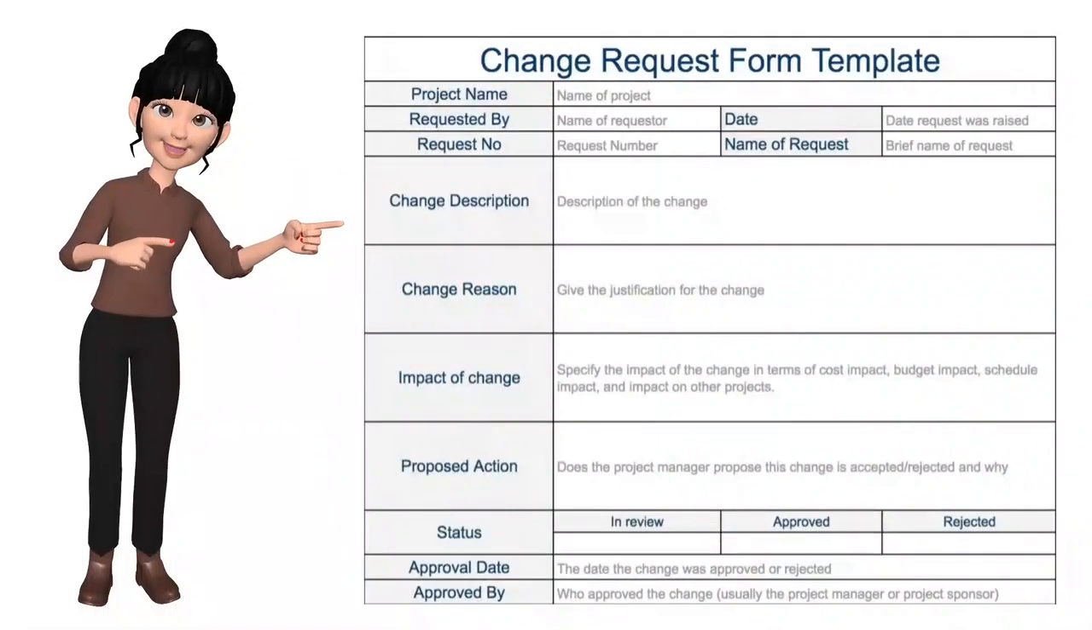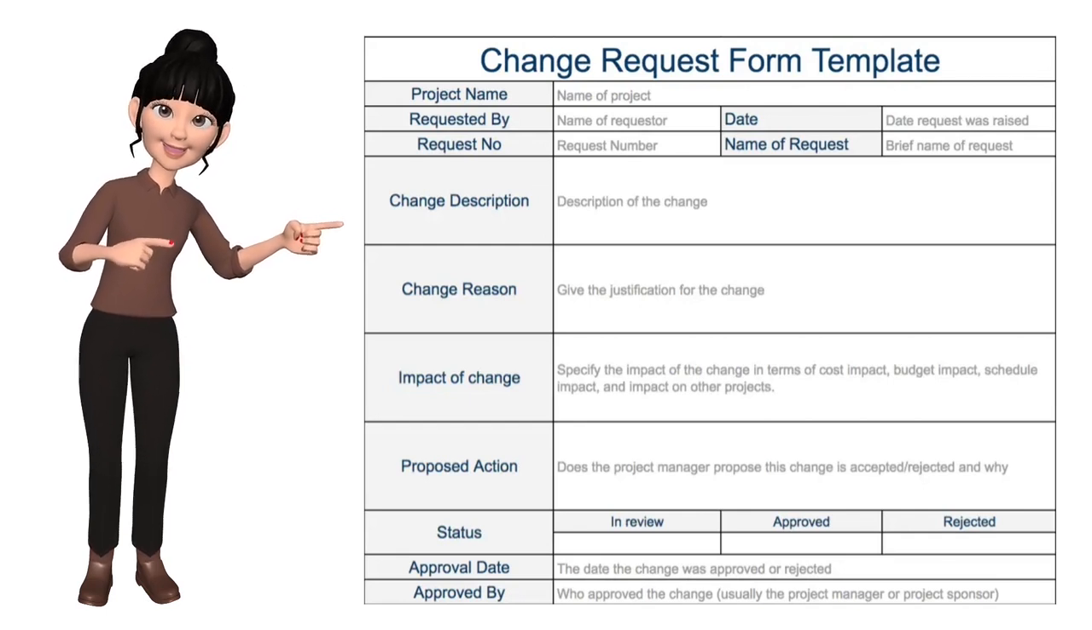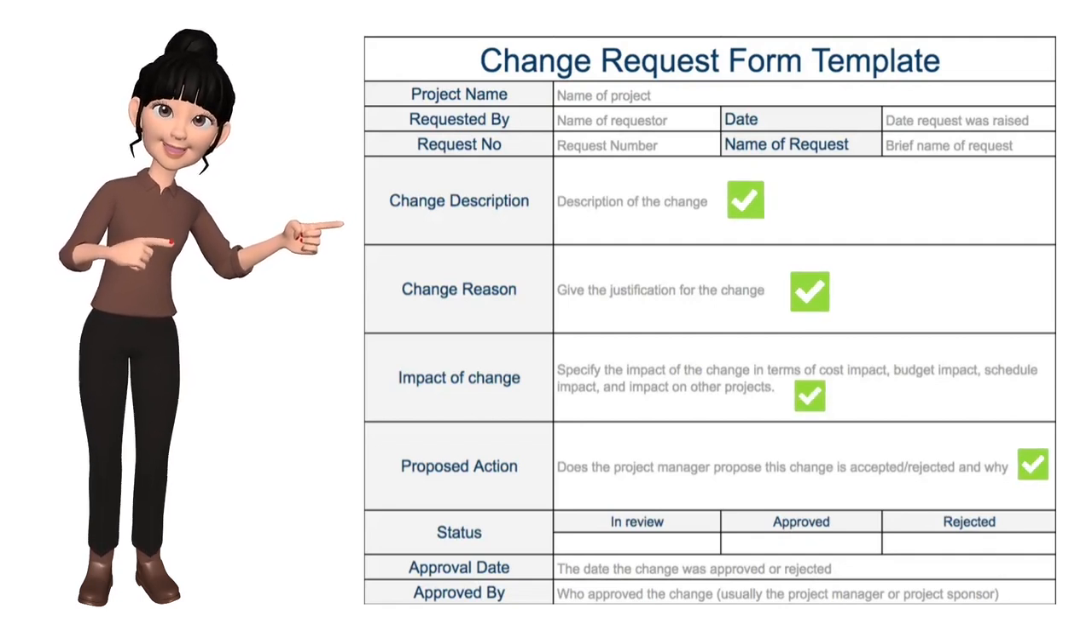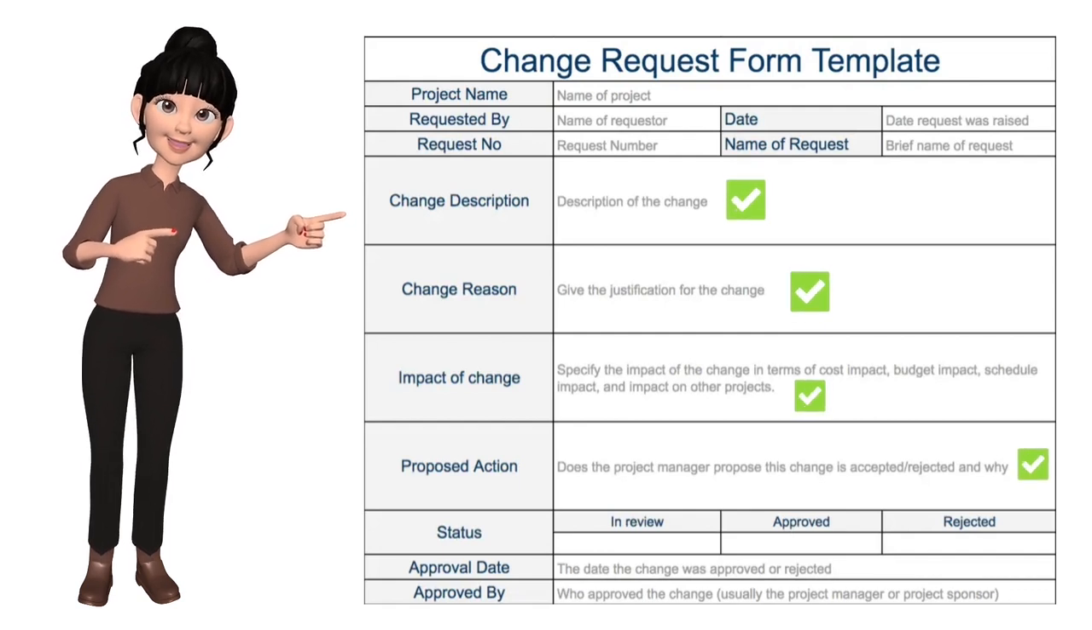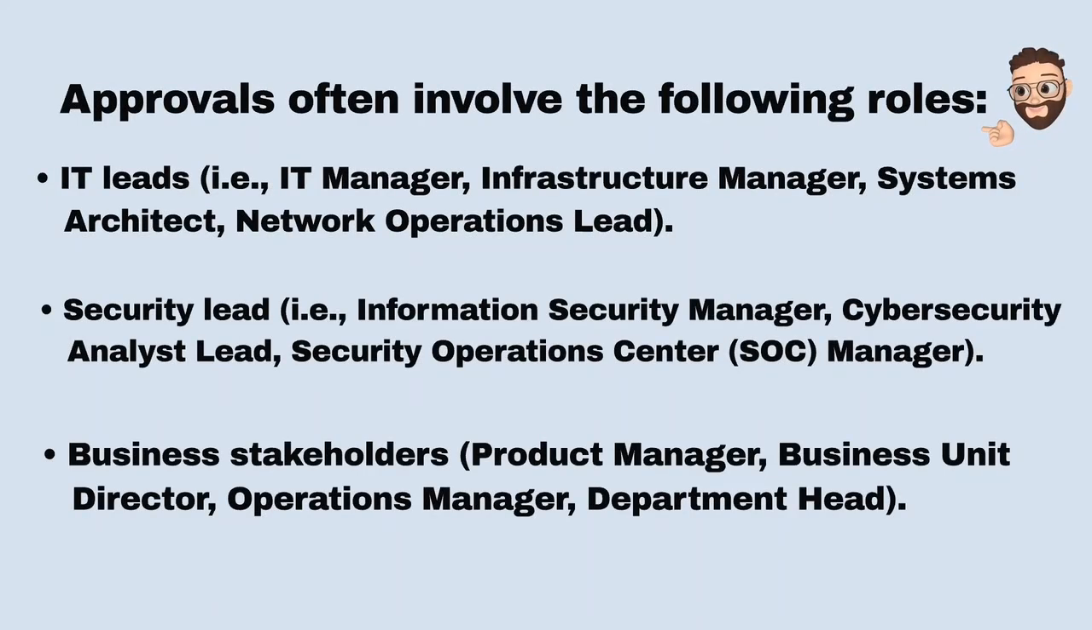Change management isn't a free-for-all process. It starts with a formal request for change, RFC. This is a documented proposal describing what change is needed and why it's needed, its potential impact, and how it will be implemented. This RFC is carefully reviewed by managers or a designated committee to evaluate risk, compliance implications, and alignment with business objectives. Approval often involves the following roles.